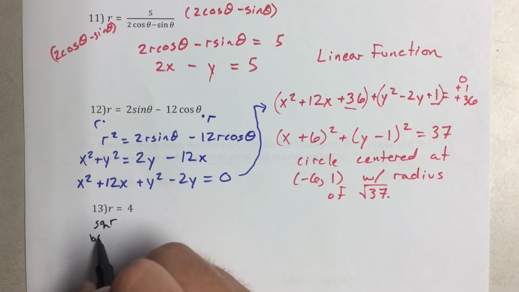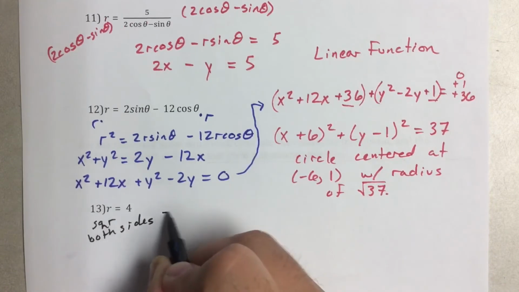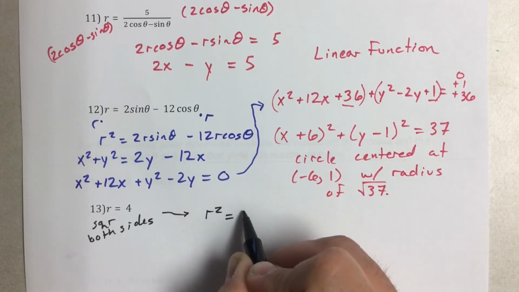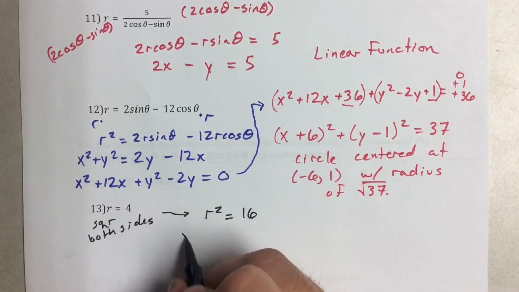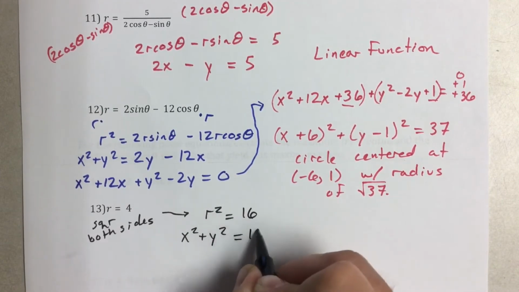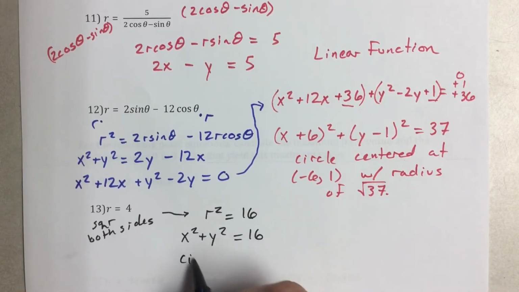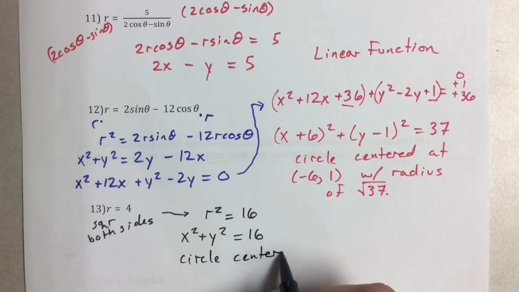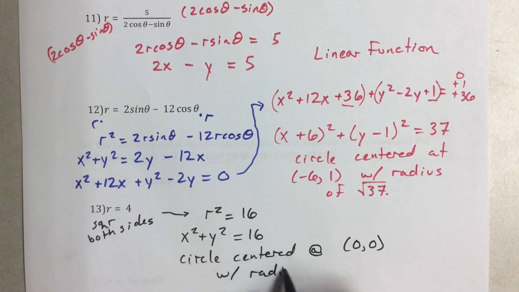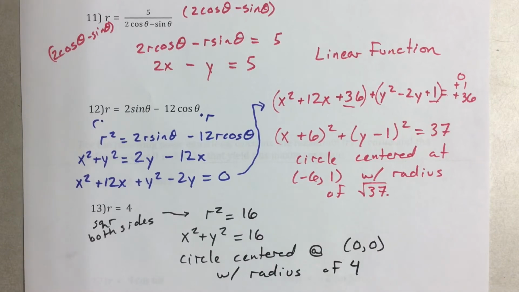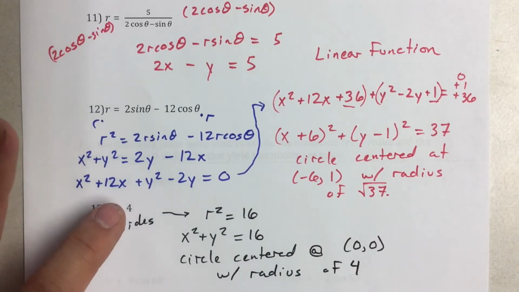I'm going to write that, square both sides, giving us r squared equals 16. Okay, well, isn't r squared equal to something? Yes, x squared plus y squared. Nice, and we're done. So circle centered at (0, 0), with radius of 4. So maybe, just maybe, if you have r equals a constant, you can say automatically that it's a circle centered at (0, 0) with that radius.